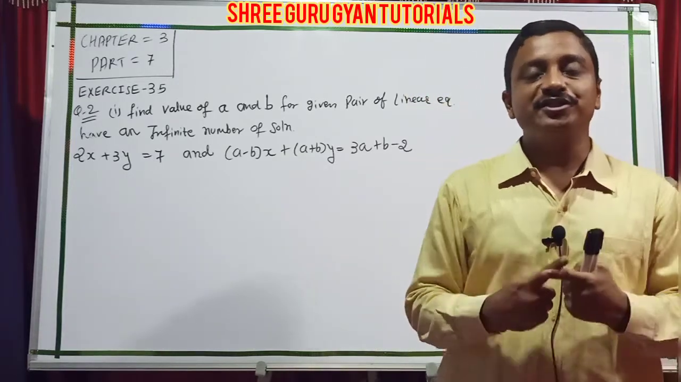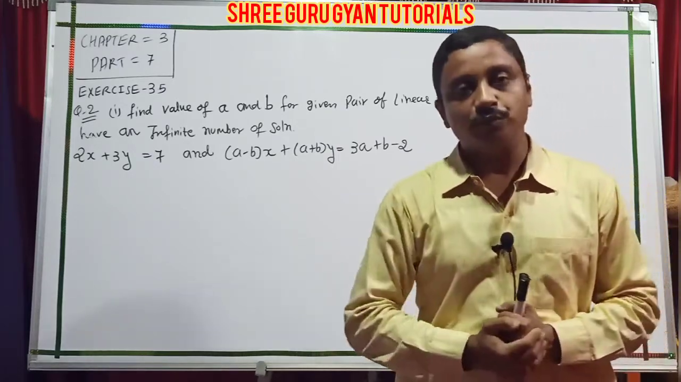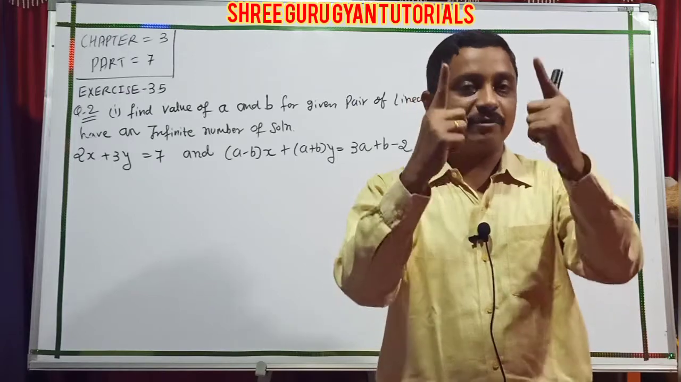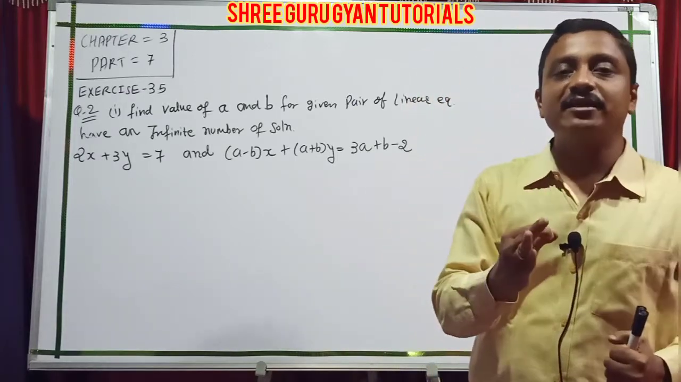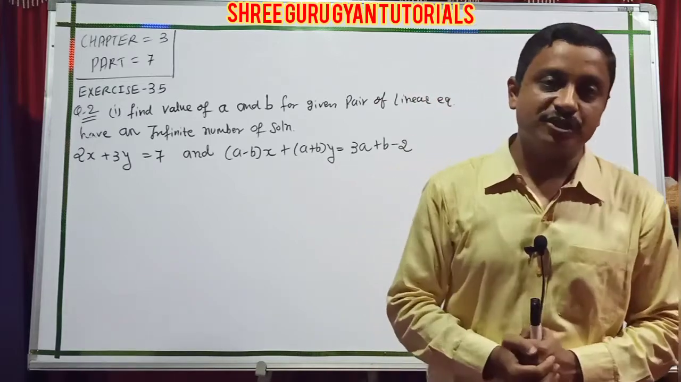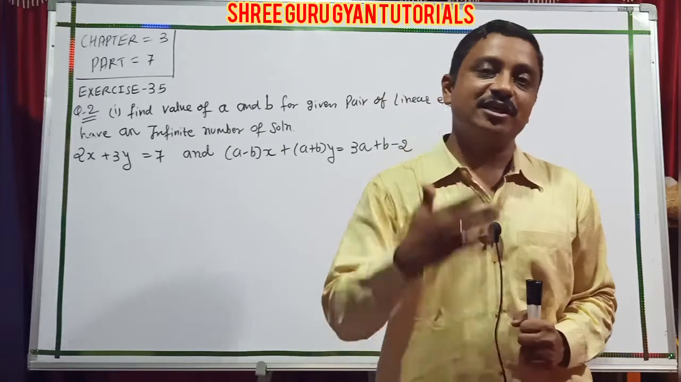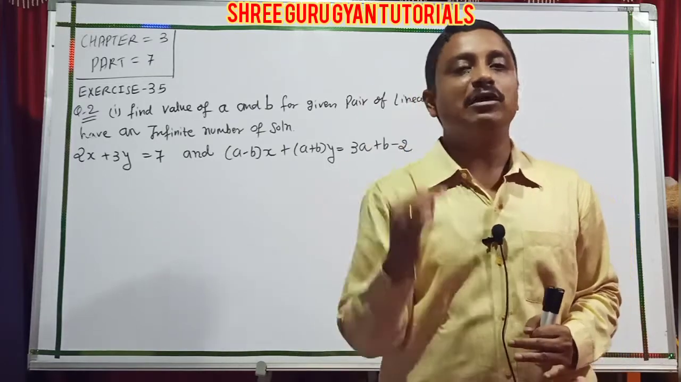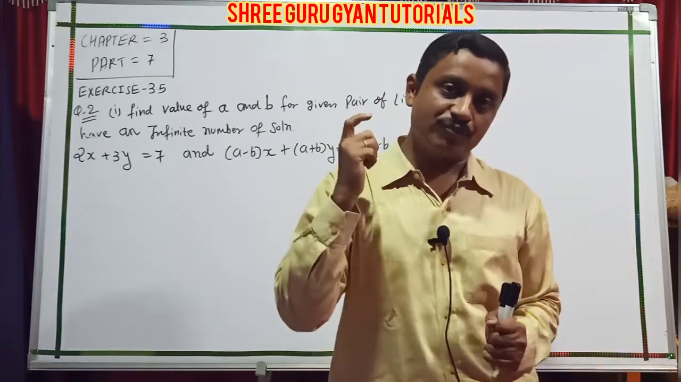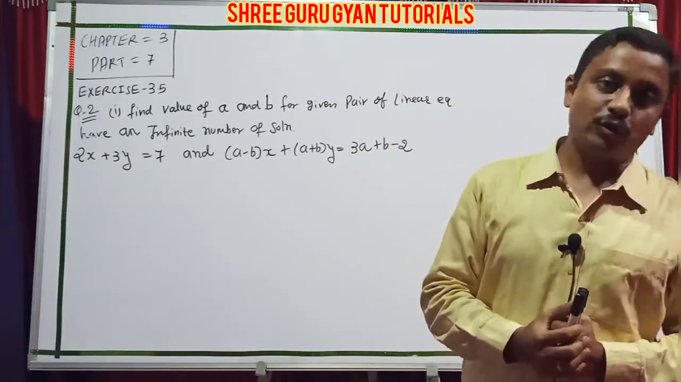One, the condition for a unique solution: a1 by a2 not equal to b1 by b2. Second, if your lines are parallel, then the condition is a1 by a2 is equal to b1 by b2 but not equal to c1 by c2. And for infinitely many solutions, the condition is a1 by a2 is equal to b1 by b2 is equal to c1 by c2. Related to that, students, here are some practical numericals I am going to do today.